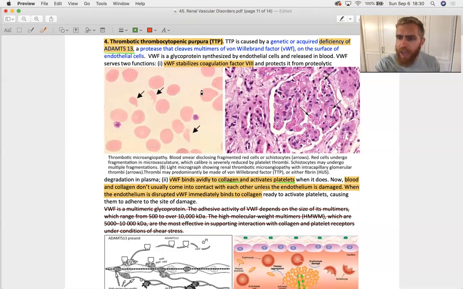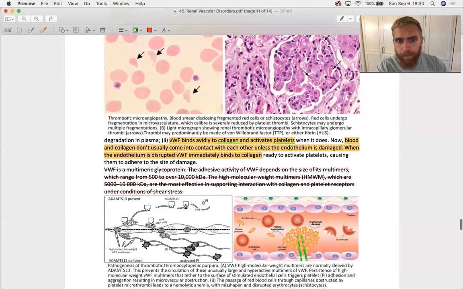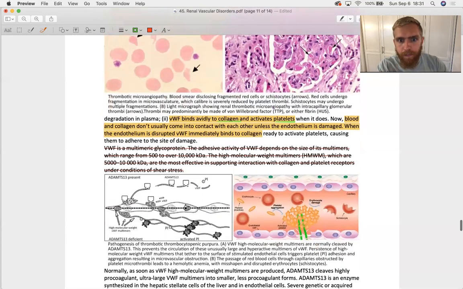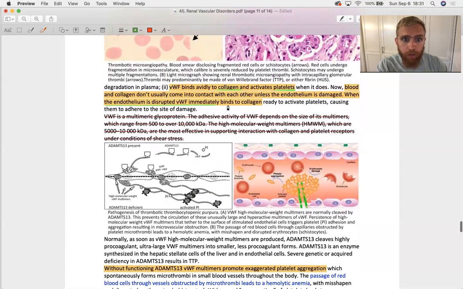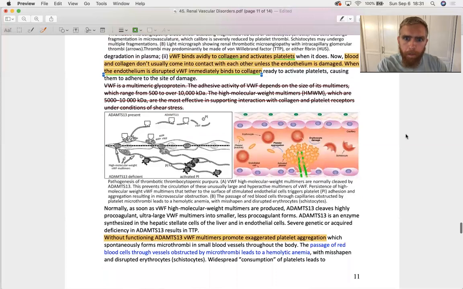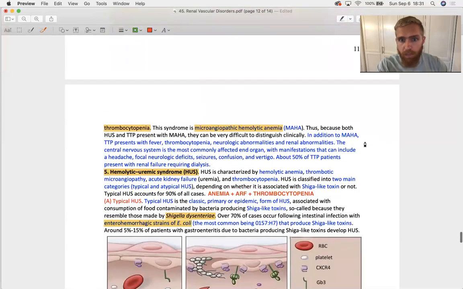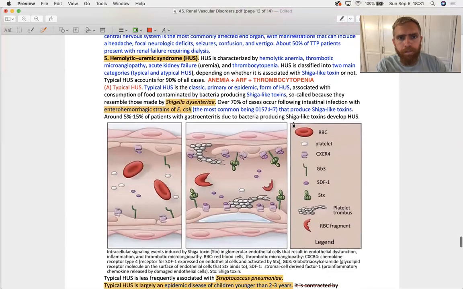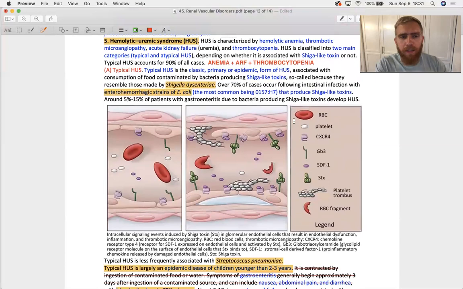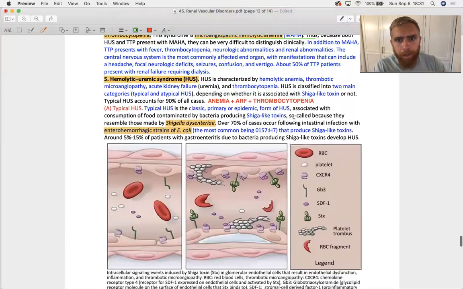Anytime you've got some endothelial damage, von Willebrand factor can bind to that tissue factor here. When the endothelium is disrupted, von Willebrand factor immediately binds to collagen that's underneath the endothelium. Clot all over, the clots rupture red blood cells. Microangiopathic hemolytic anemia. That's about what's going on here, you know? And that's a little bit different from hemolytic uremic syndrome. I'm gonna tell you how.